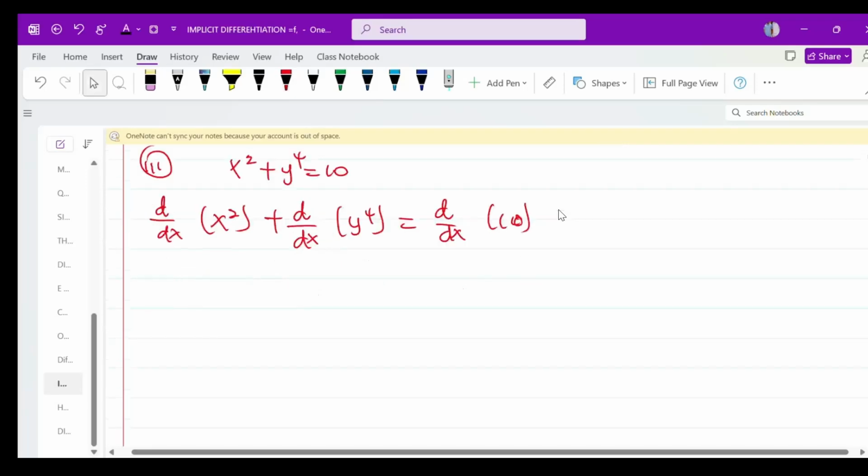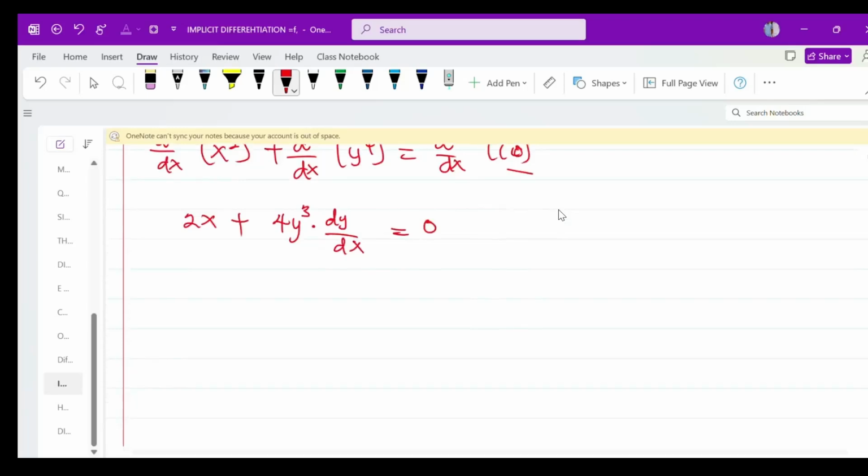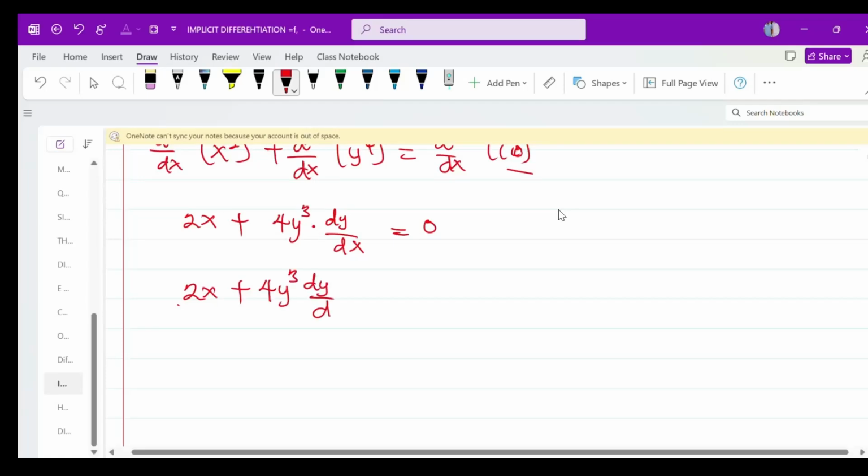Okay, so here when you differentiate x squared, you're going to get 2x plus, when you differentiate y exponent 4, you're going to get 4y cubed. Now, because y is a function of x, you're going to multiply this by dy/dx, which is equal to... 10 is a constant. So whenever you differentiate your constant, you're going to get 0. So here you're going to get 0. Okay. So you're going to get 2x plus 4y cubed dy/dx equal to 0.